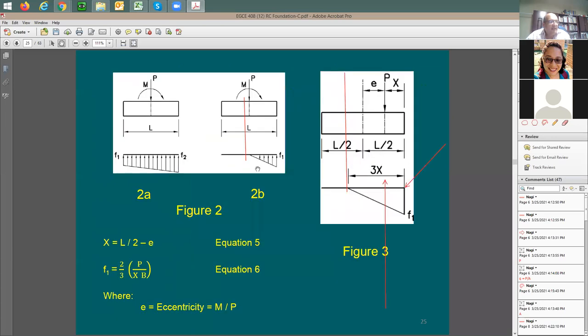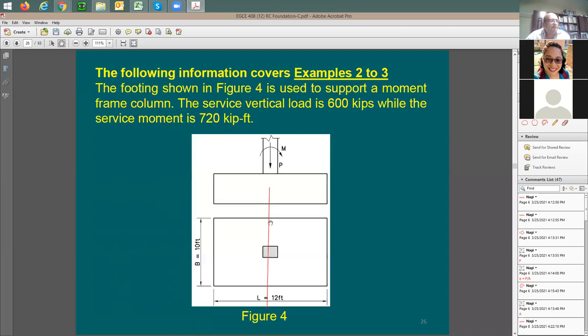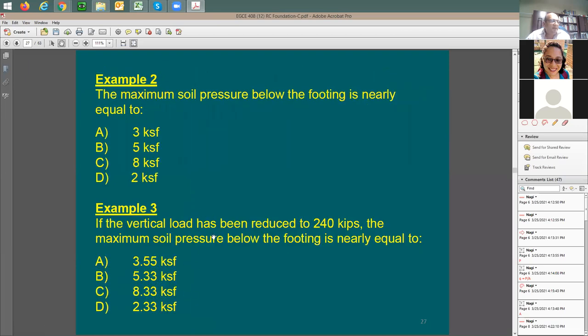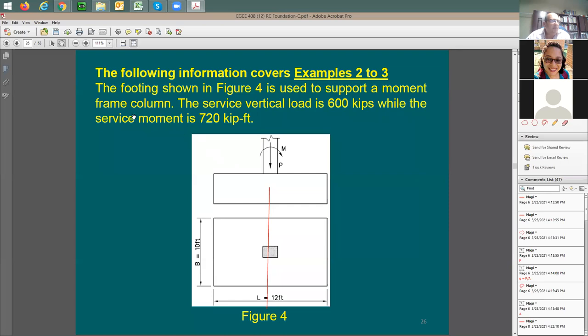A minute ago, I was saying that this axial load is actually balancing the footing. If you have just moment, this is going to be big trouble because the footing is going to be lifting up, just rotating. So you need some axial load to bring it down or to stabilize it. So in this case, they say the vertical load is reduced to 140 kips. Now the question is, how about the moment? I'm going to say no discussion. It means the moment stayed the same at 720 kip foot.